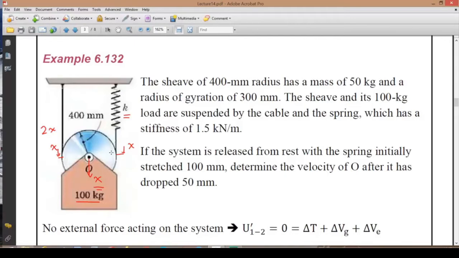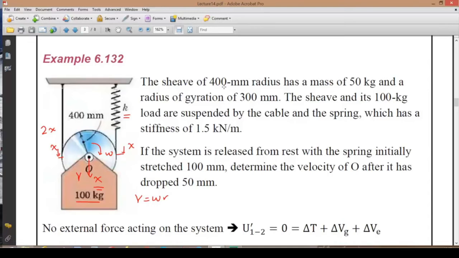The other thing that we can see and assume is that this sheave rotates without slip. If it rotates without slip, and there is this omega, let's say the angular velocity, then the velocity described for point O, which is the mass center of this sheave, will be related to v by omega r. So that's another thing that we can see directly by taking a look at this system.